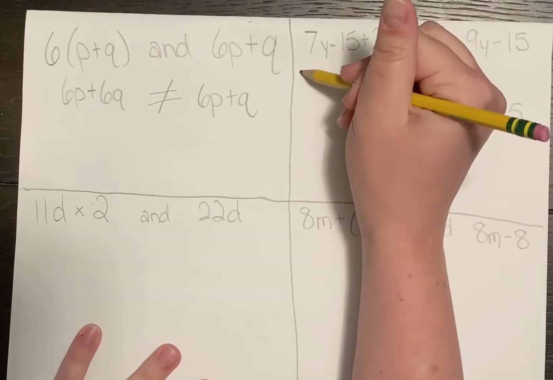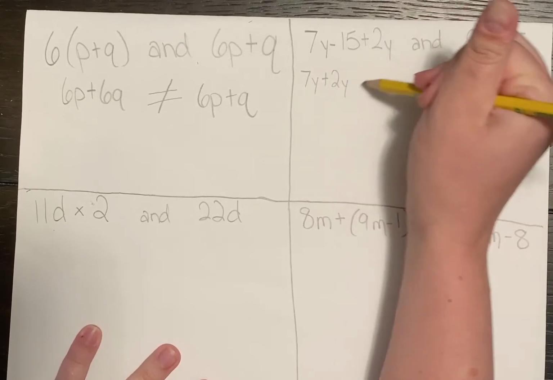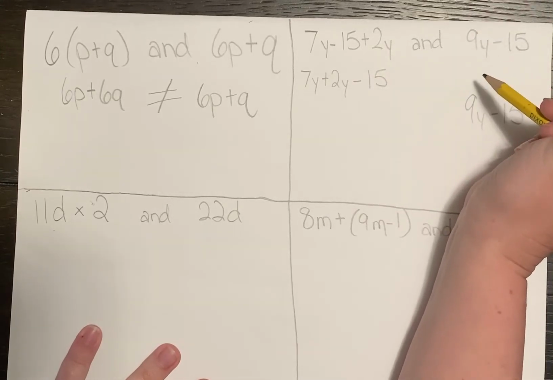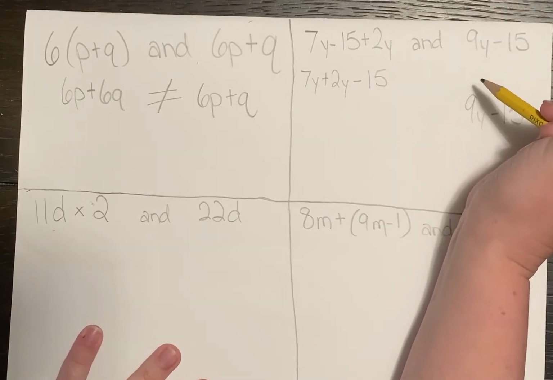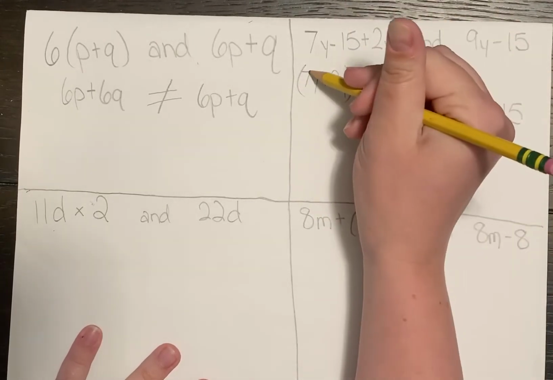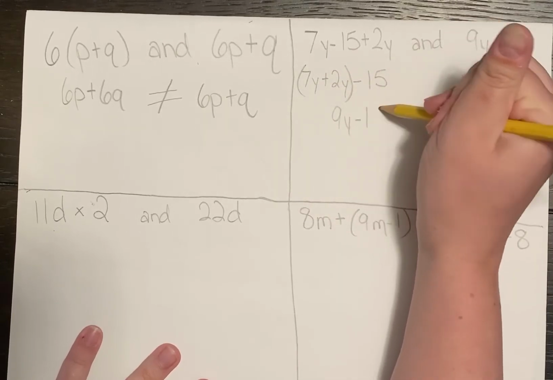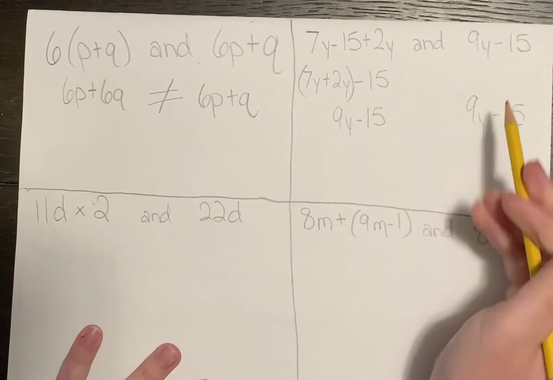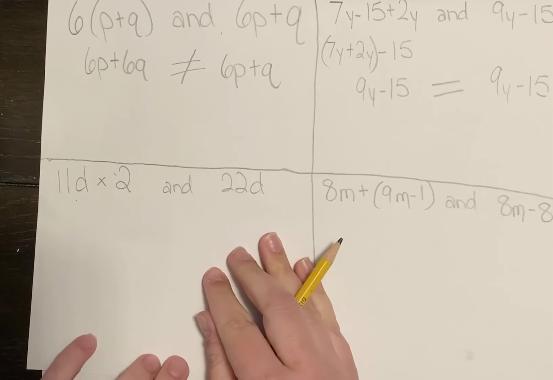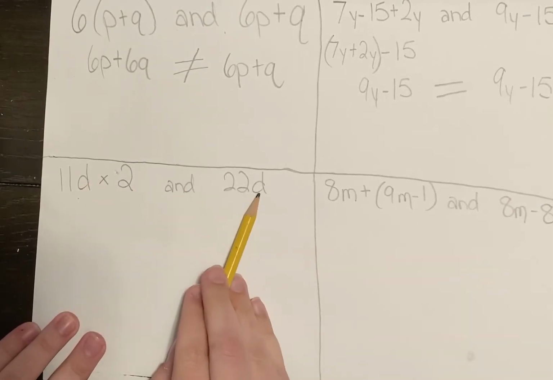So you would have 7y plus 2y minus 15. Okay, and then you can use the associative property to group them. So what is 7y plus 2y? It is 9y minus 15, and they are equivalent. The next one, 11d times 2 and 22d.